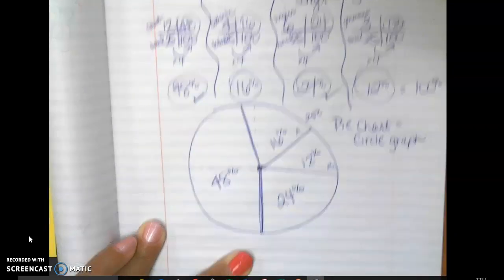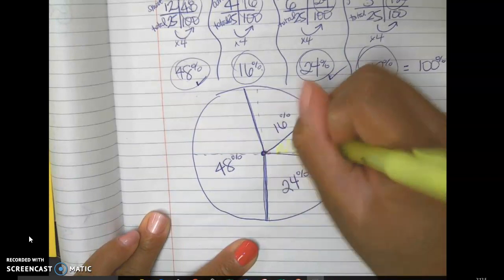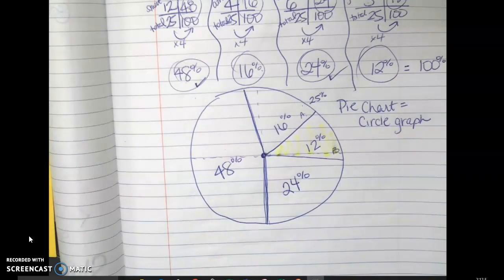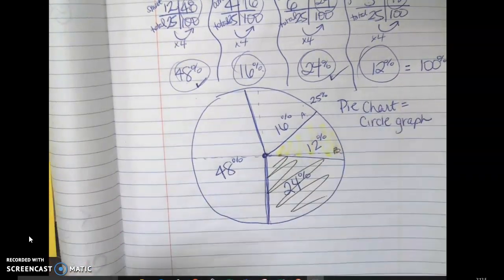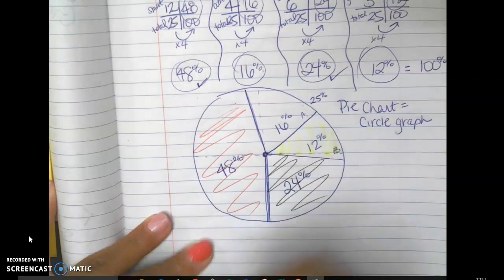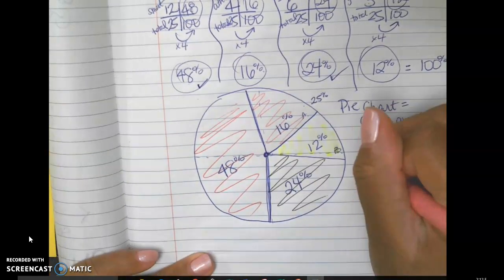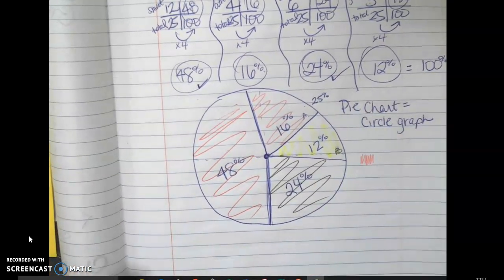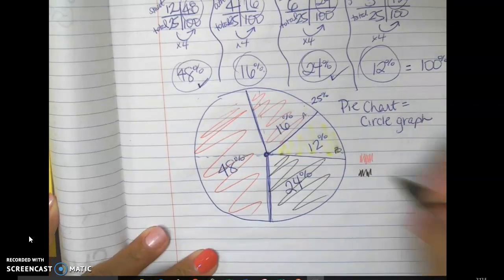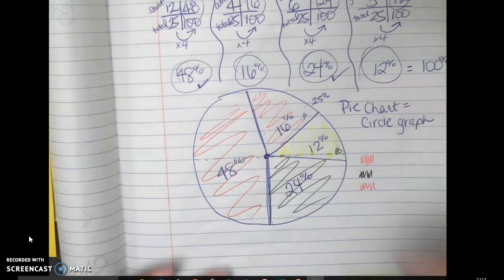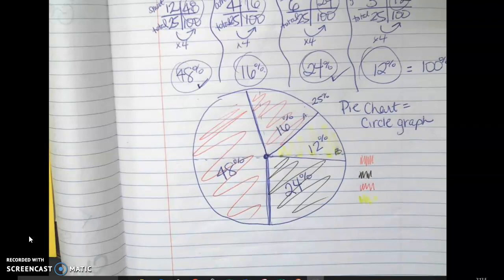Okay, and then over here, I'm going to color them in. So 12% will be yellow. My highlighter has dried up because I left it open. Whoopsies. Then I'm going to have black. And then red. And then pink. And then I'm going to say that pink is something, black is something, red, and yellow. This is what they mean by key.